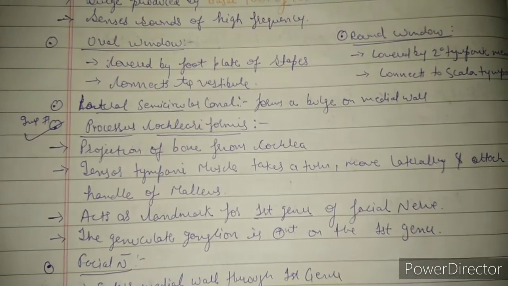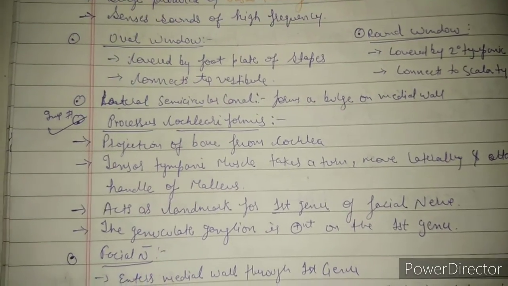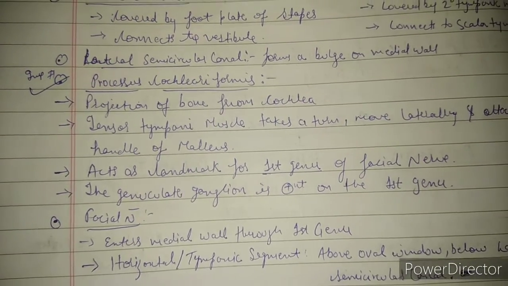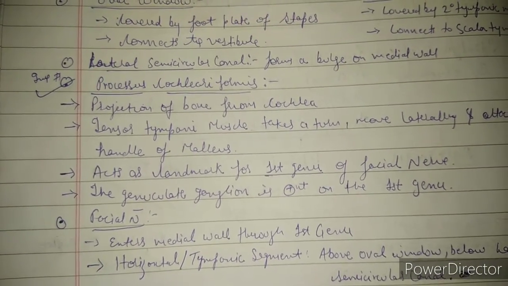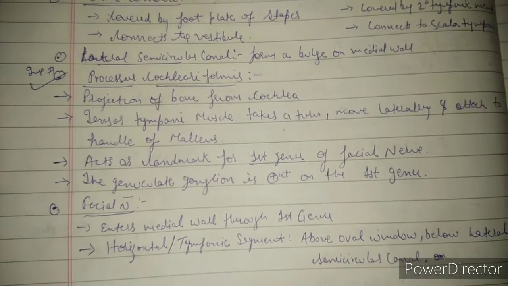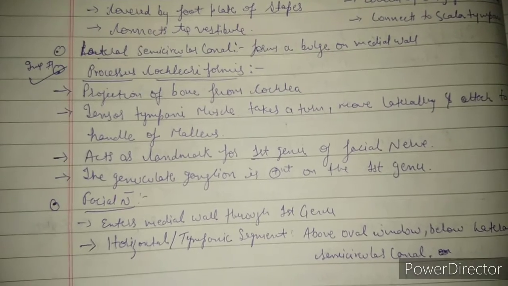Then we have the lateral semicircular canal. It forms a bulge on the medial wall. Now we will see the processes. Cochleariformis, I have told you the significance there also, but I am discussing it here as well: it is the projection of bone from the cochlea, that is, a bony cochlear projection.